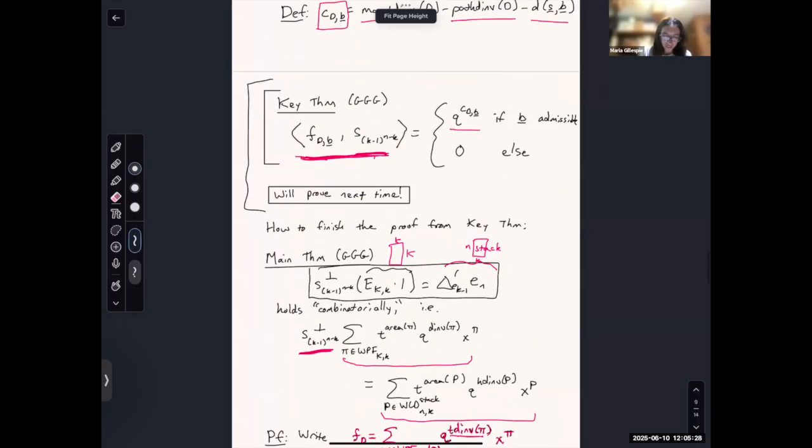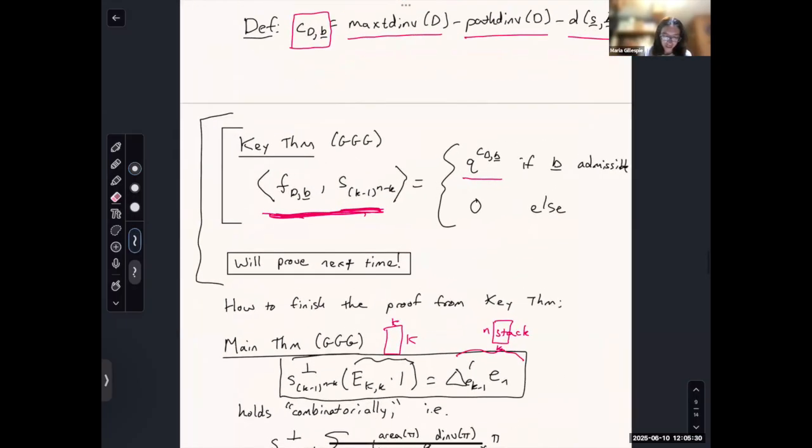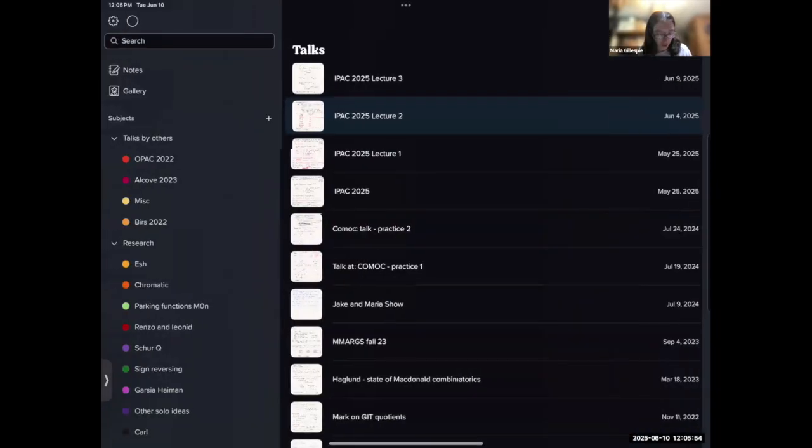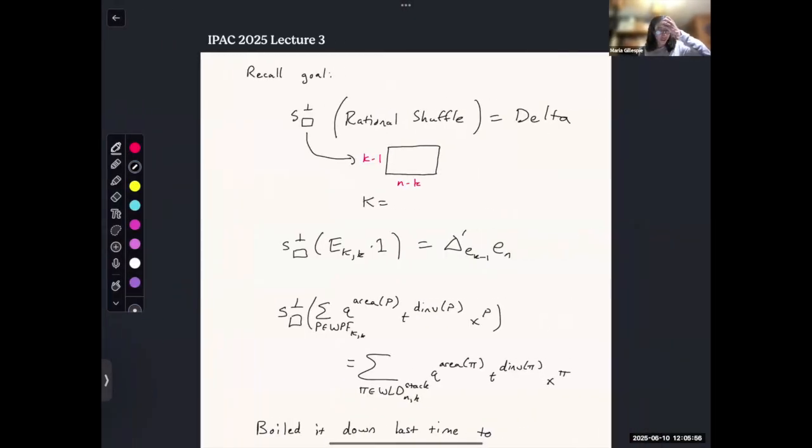And the key theorem that we needed to prove, which I skipped and just stated as a fact and then used to finish the proof, was this inner product of an LLT polynomial with the Schur function that we're looking at. We want to show that this inner product is a single power of q or 0. This is what I said we'll prove next time, and I just wanted to reorient and say this is what we're going to be focusing the rest of the proof on. It's surprisingly hard to get a handle on. So now, lecture three.